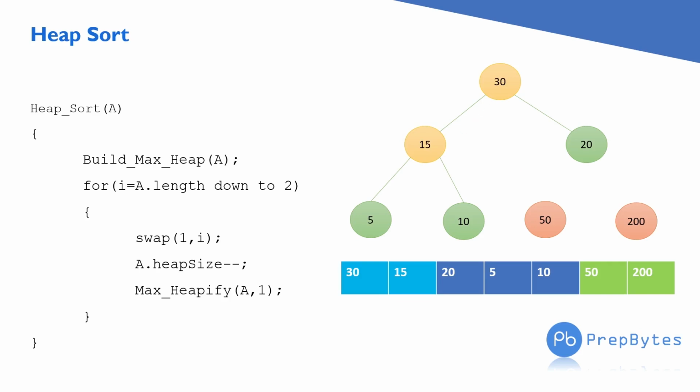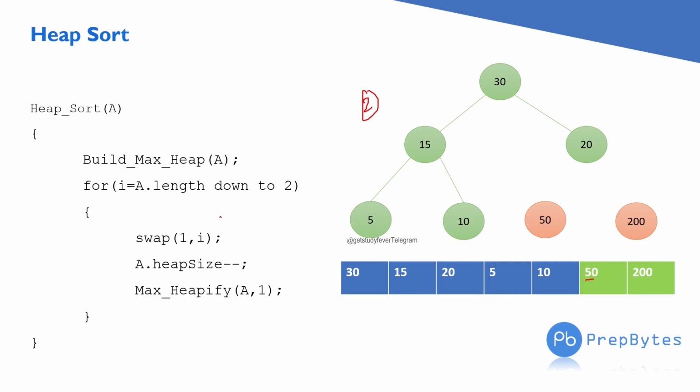Now, is it heapified? Yes, I think the tree is now heapified because 15 is greater than 10 and 5, and 30 is greater than 15 and 20. So this is the tree after the second iteration. Correct. So 50 and 20 are at their correct positions. Now just think what will happen. What will be the next step?